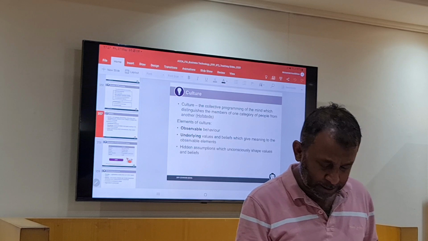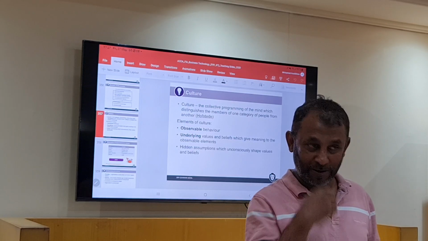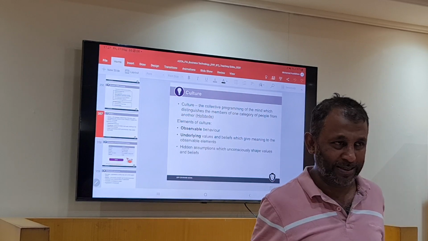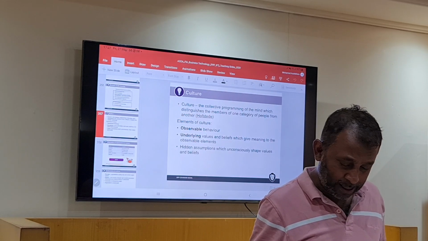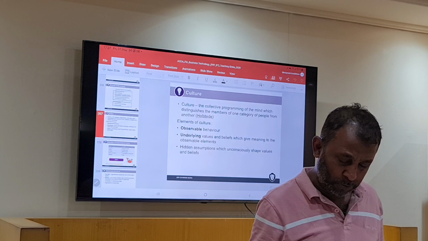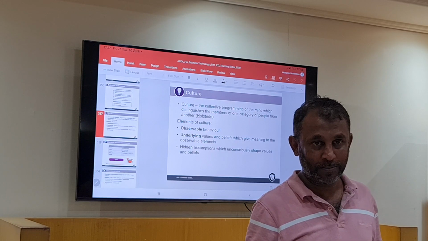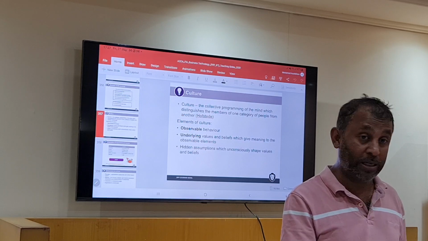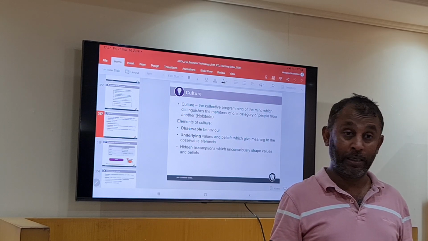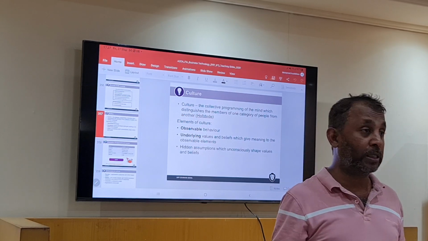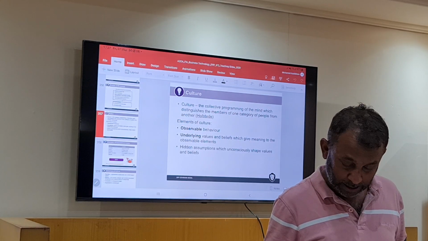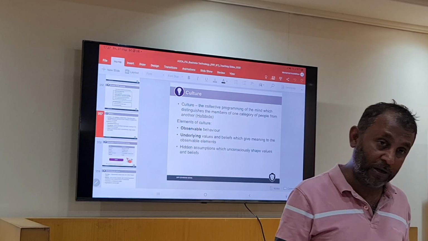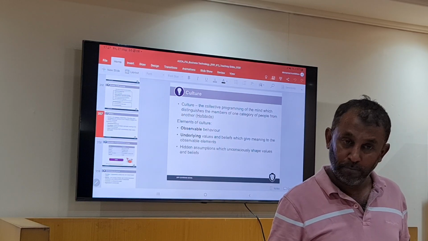Elements of culture: observable behavior. When you see someone, the way he behaves, you can guess his culture. Underlying values and beliefs which give meaning to the observable elements. So he will carry some values, like his religious beliefs, ethical morals in the workplace, like that. Hidden assumptions which unconsciously shape values and beliefs.